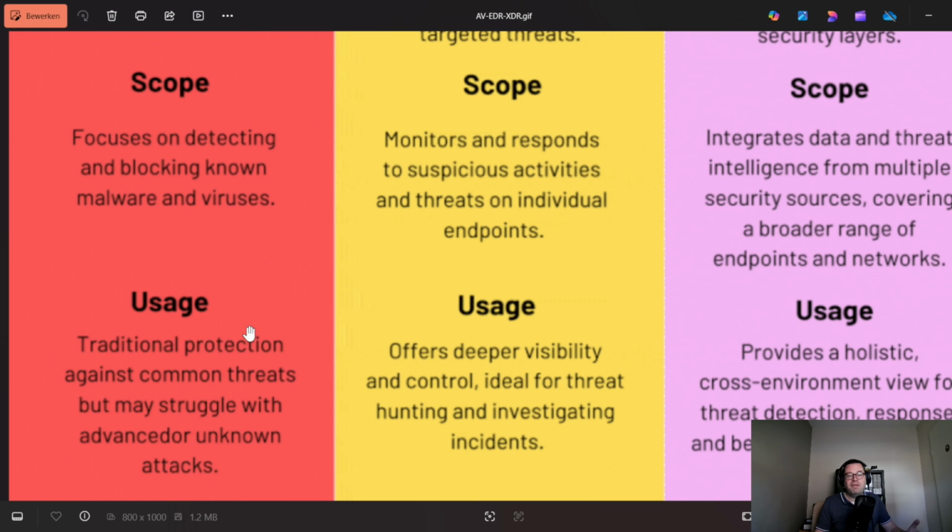So again, AV also locally, EDR locally, and XDR goes further. And it can also detect, for instance, when somebody jumps from an endpoint to elevated privileges, jumps to a server, then does some things there and jumps to the database server. It can really see how you're moving through the network.